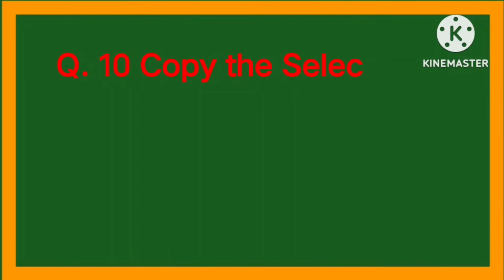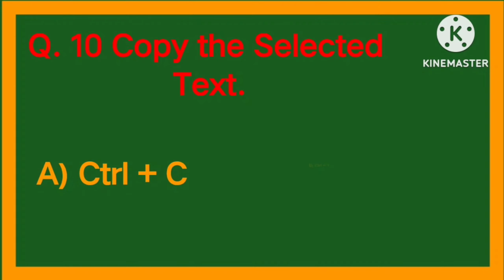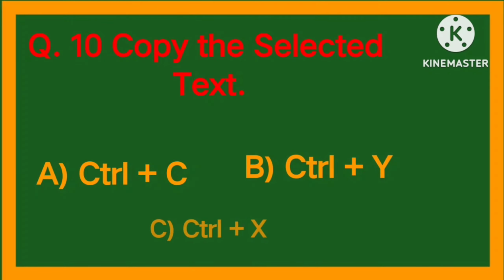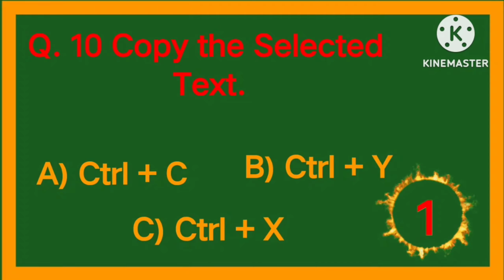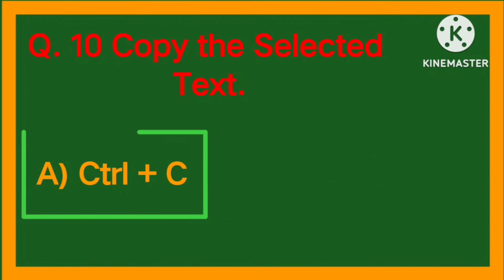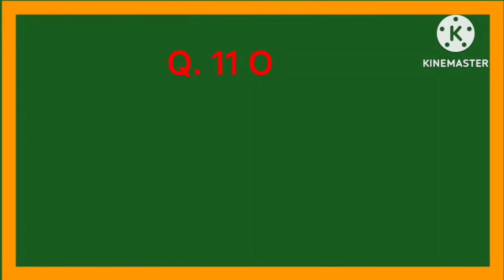Question number 10. Copy the selected text. Your option is A. Control plus C, B. Control plus Y, C. Control plus X. The correct option for this question is A. Control plus C.